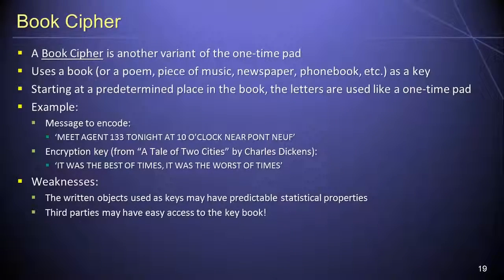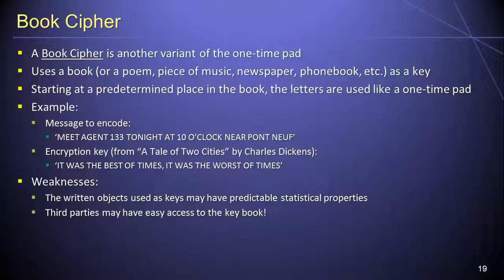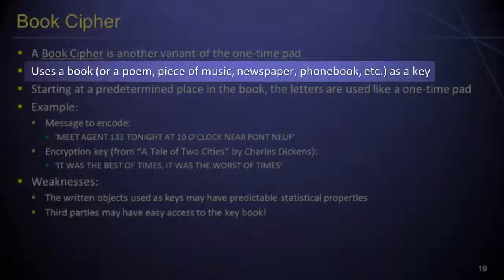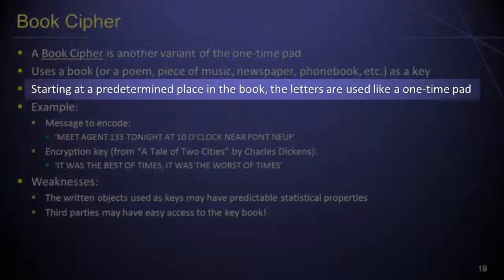Like a Vernam cipher, a book cipher is also a variation of a one-time pad. Rather than using a specially generated series of random numbers as the key, however, a book cipher instead uses a book, or another form of printed media, such as a poem, a piece of music, a newspaper, a phone book, or so forth, as a source of characters for the key. Beginning at a predetermined point in the book, the letters in the book are used just like a one-time pad.